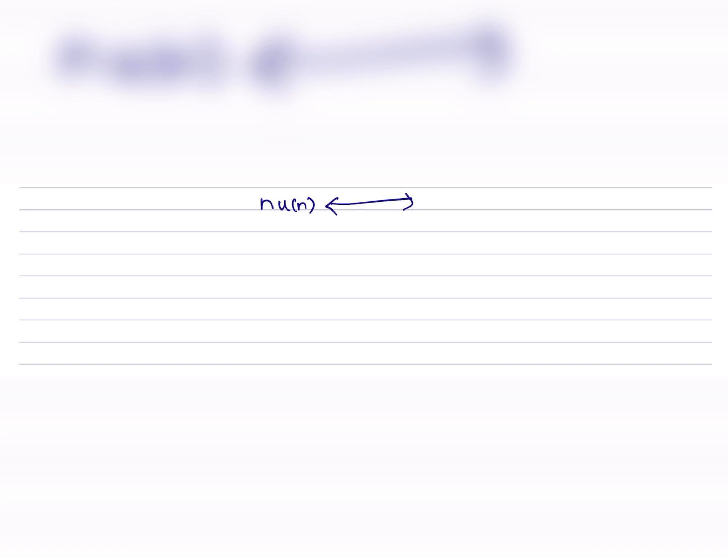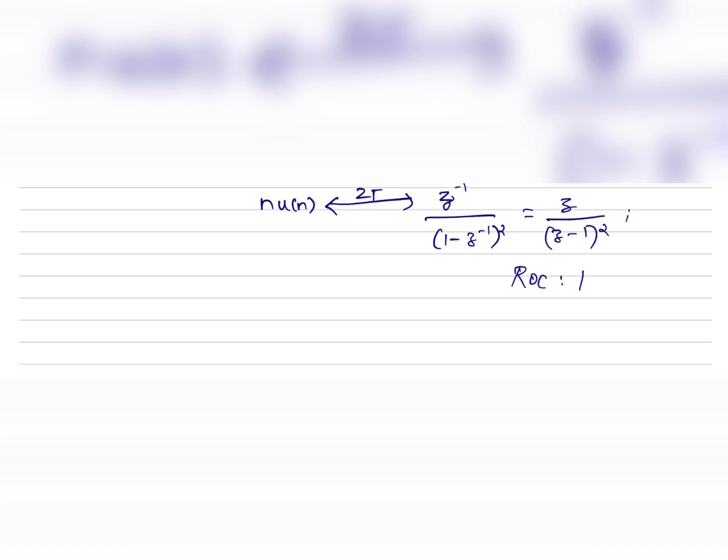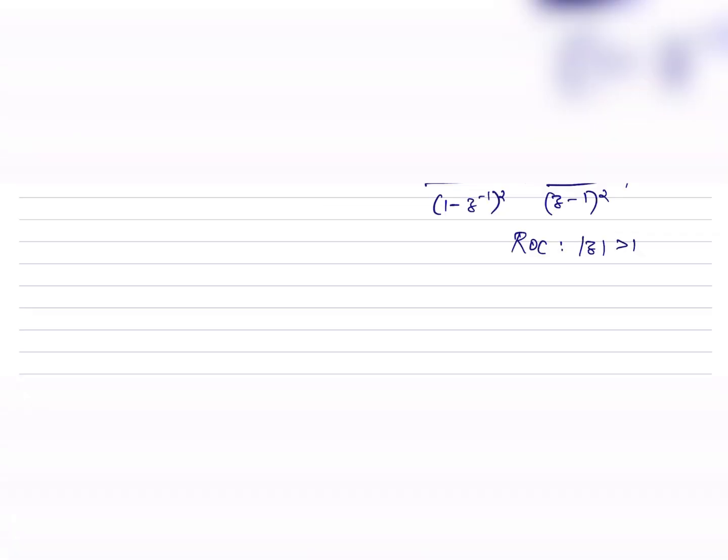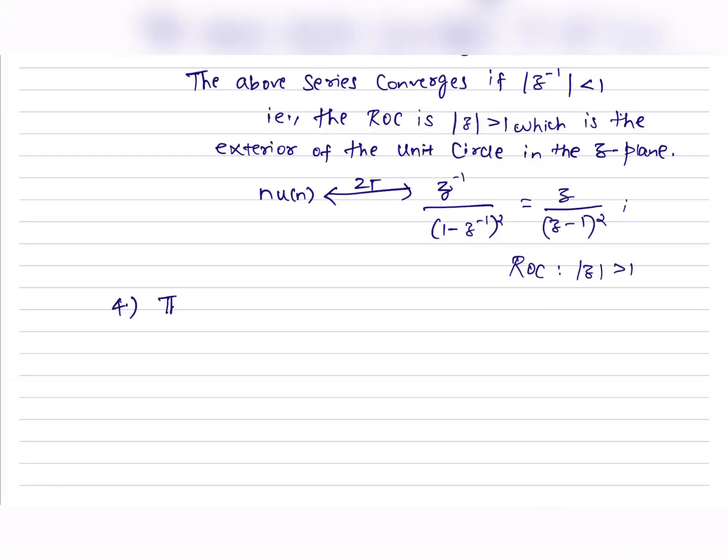And for n into u of n, the z transform will take the value z inverse by 1 minus z inverse whole square, or z by z minus 1 whole square, and the ROC will be mod z greater than 1. Yes, mod z greater than 1, right.